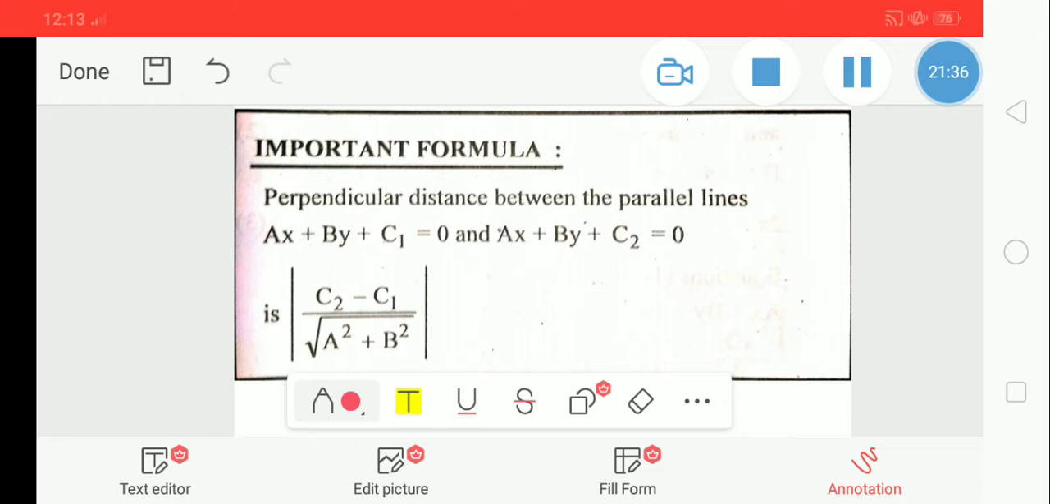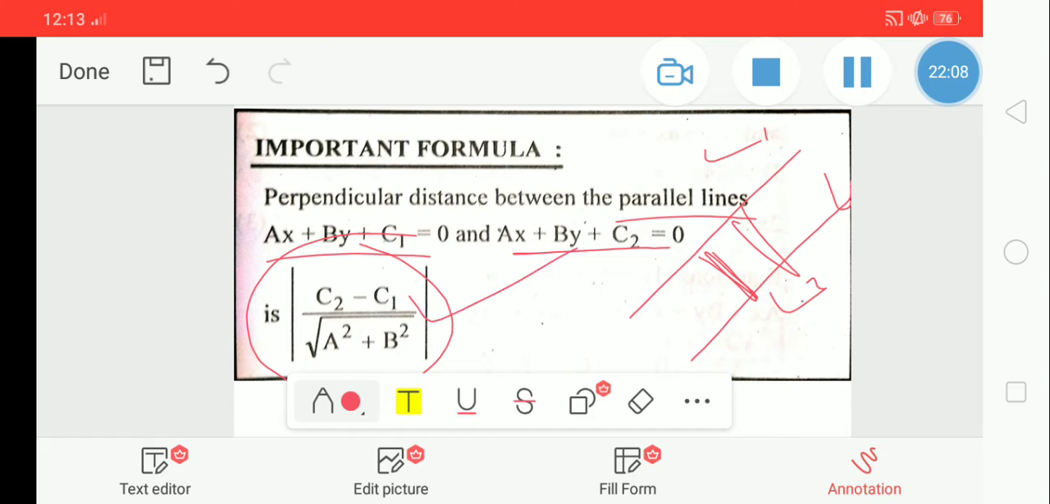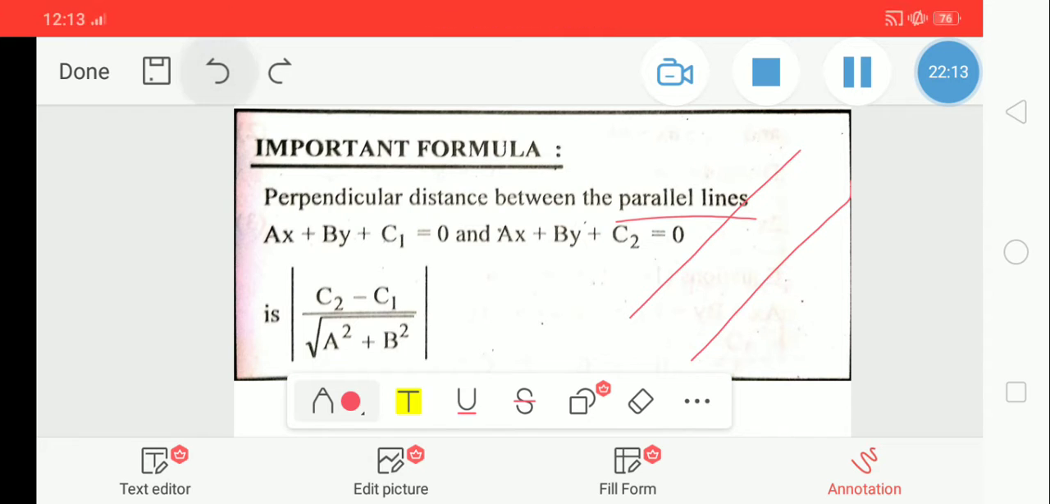Now the perpendicular distance between parallel lines. Now finding the distance between two parallel lines, these two lines are L1 and L2, parallel to each other. Finding the distance between them, meaning how much is the distance between the two, to find that we will use this formula, that is line 1 and this is line 2. By using this formula we get the distance between those two lines.